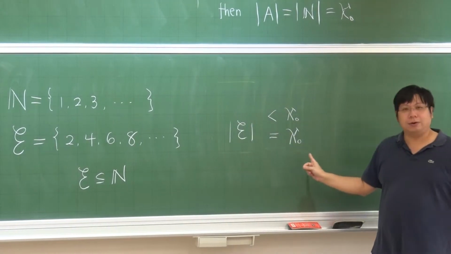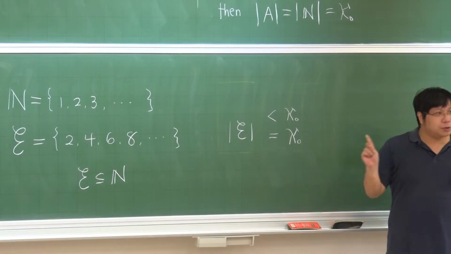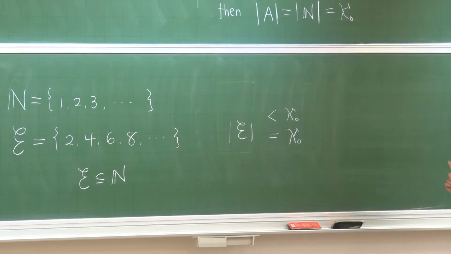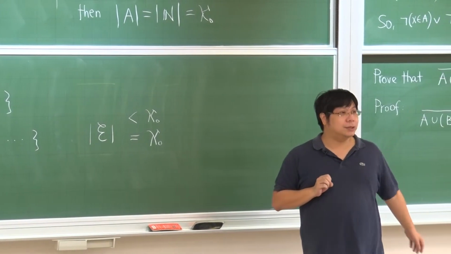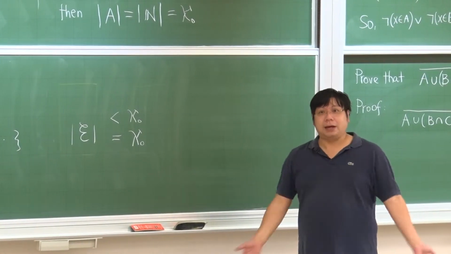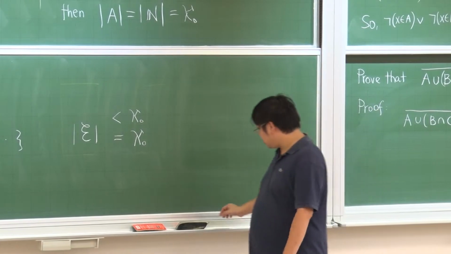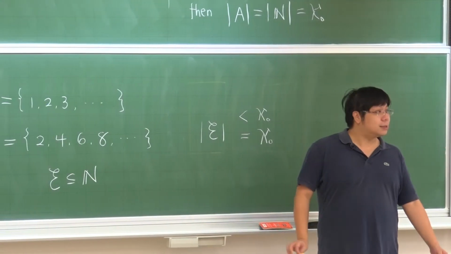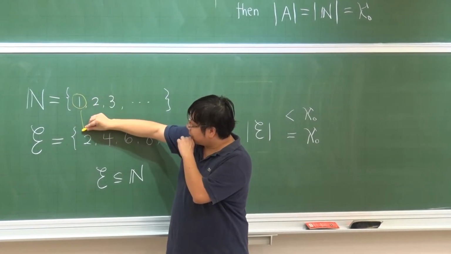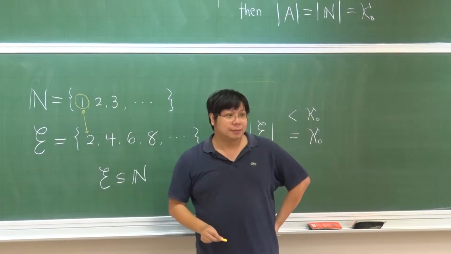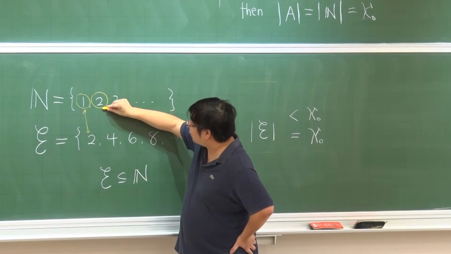Now, how about equal? For those who came up with equal, that means that they believe that there is a one-to-one correspondence between the two sets. Let's find out. Is there a one-to-one correspondence? Yeah, the one-to-one correspondence is easy to establish, because if you pick 1 here, I can pick a 2 here. If you pick a 2 here, I can pick a 4 here.